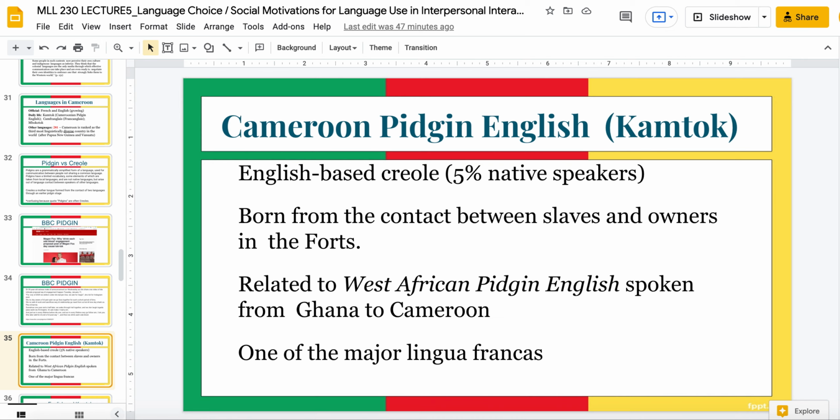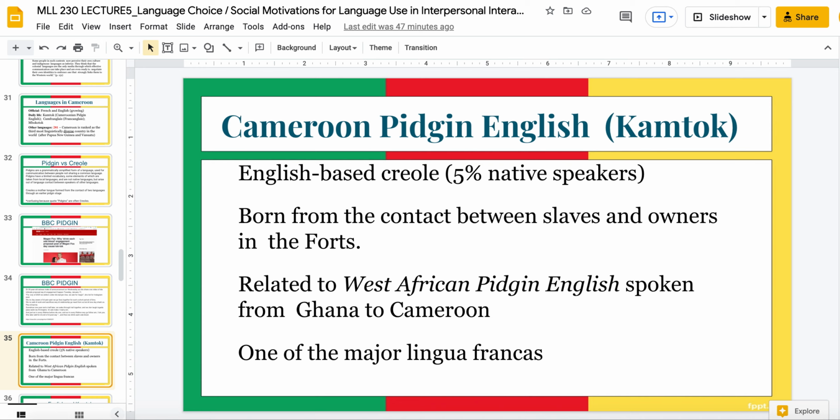Camtalk, remember? So Cameroon Pidgin English, Camtalk, is an English-based Creole. 5% of native speakers speak it fluently. But this is kind of born from the contact between the slaves and their slave owners back in the day. Related to the West African Pidgin English spoken, right? And there's also lots of similarities between Cameroon Pidgin English and some African American varieties today.